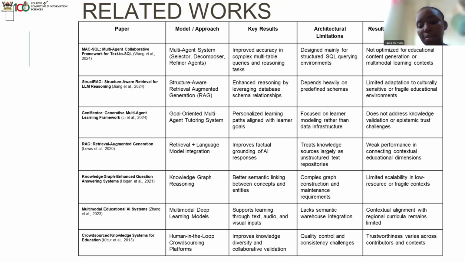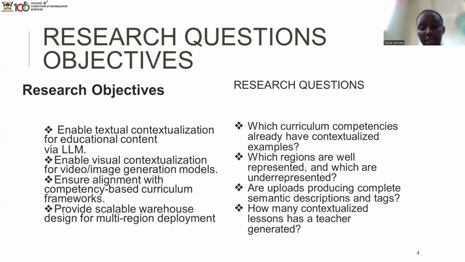And then the knowledge graph-based systems improved semantic linking, however they faced scalability challenges in low-resource environments. Overall, I would say the existing systems lacked semantic educational grounding, multimodal integration, cultural contextualization, and epistemic trust mechanisms. So this is the novelty of our work, because we attempt to bridge these gaps through a semantic-aware multimodal data warehouse that is integrated with graph-constrained AI generation.